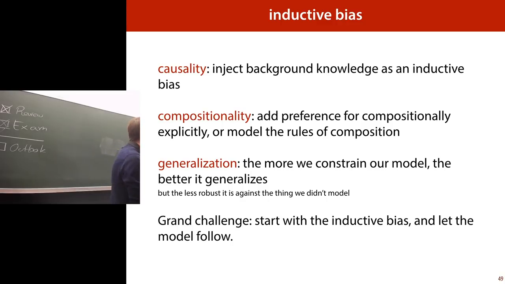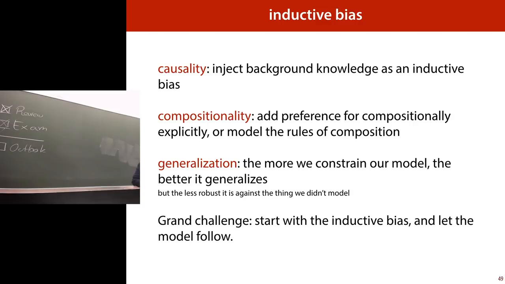But there's a drawback. In this case, there's a trade-off to be made, because the more we constrain the model, the less robust it is against the things we didn't model. So at the extreme end, you get logical learning methods and logical AI methods that work very, very well on very little data. But the slightest bit of noise makes the logic inconsistent and everything breaks down. So there's this spectrum between the MLP and logic learning, and somewhere on the spectrum you have to be to make this trade-off towards generalization.